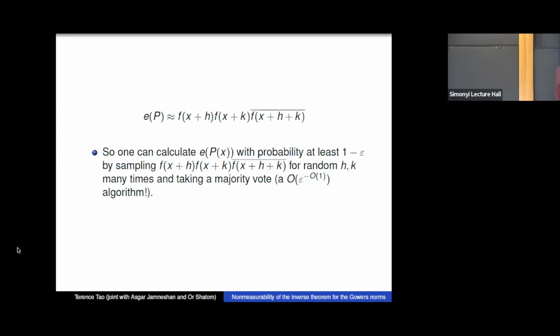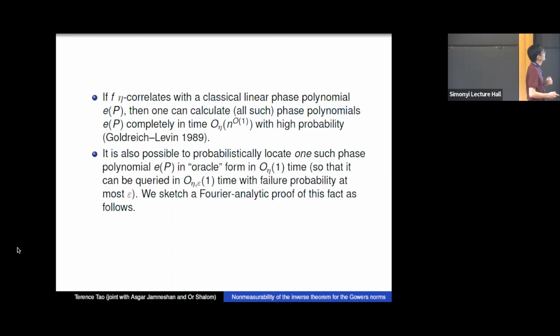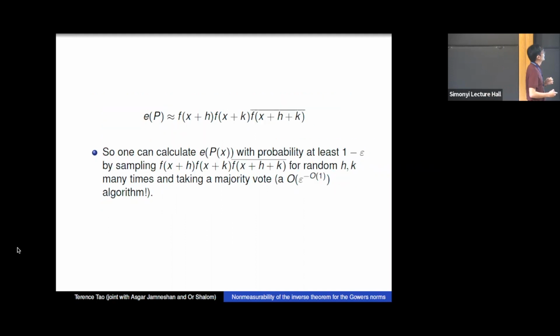Whichever value these predictions vote for, that is what I will predict E of p to be, and that will basically work with really high probability for any given point. In the 99% case, yes. I'll talk about the 1% case presently. So this gives you what you might call a way to evaluate E of p as an oracle.